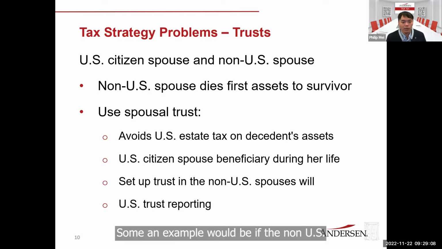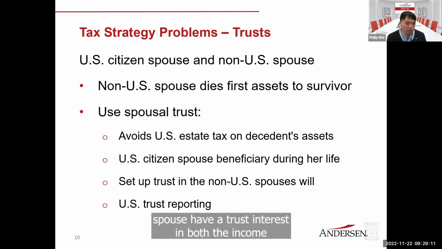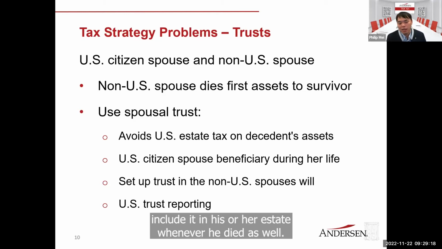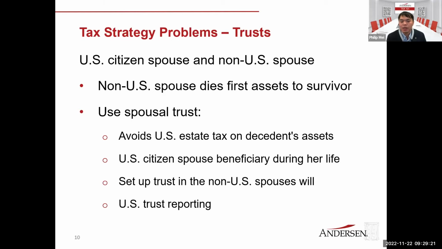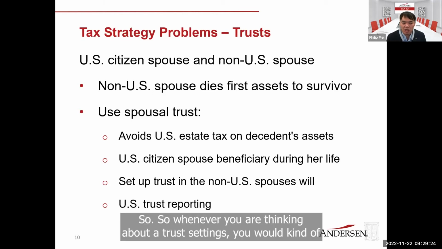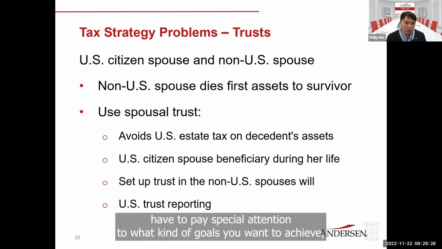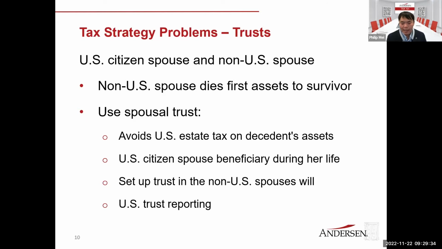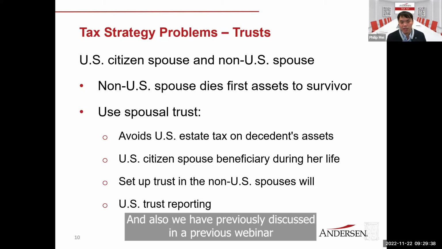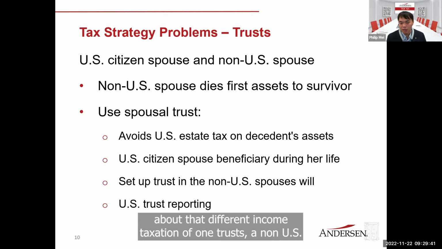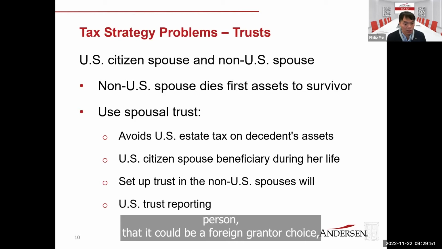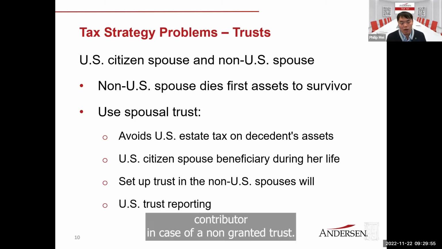An example would be if the non-US spouse has a trust interest in both the income and the capital, a portion of the estate or the trust would likely be included in his or her estate when he or she dies. So whenever you are thinking about trust settings, pay special attention to what goals you want to achieve, and whether the vehicle is good enough on both sides of the border. Also, we previously discussed in a previous webinar the different income taxation of a foreign, non-US trust. If it could be controlled by a US person, it could be a foreign grantor trust, where all the income would be allocated to the US contributor.